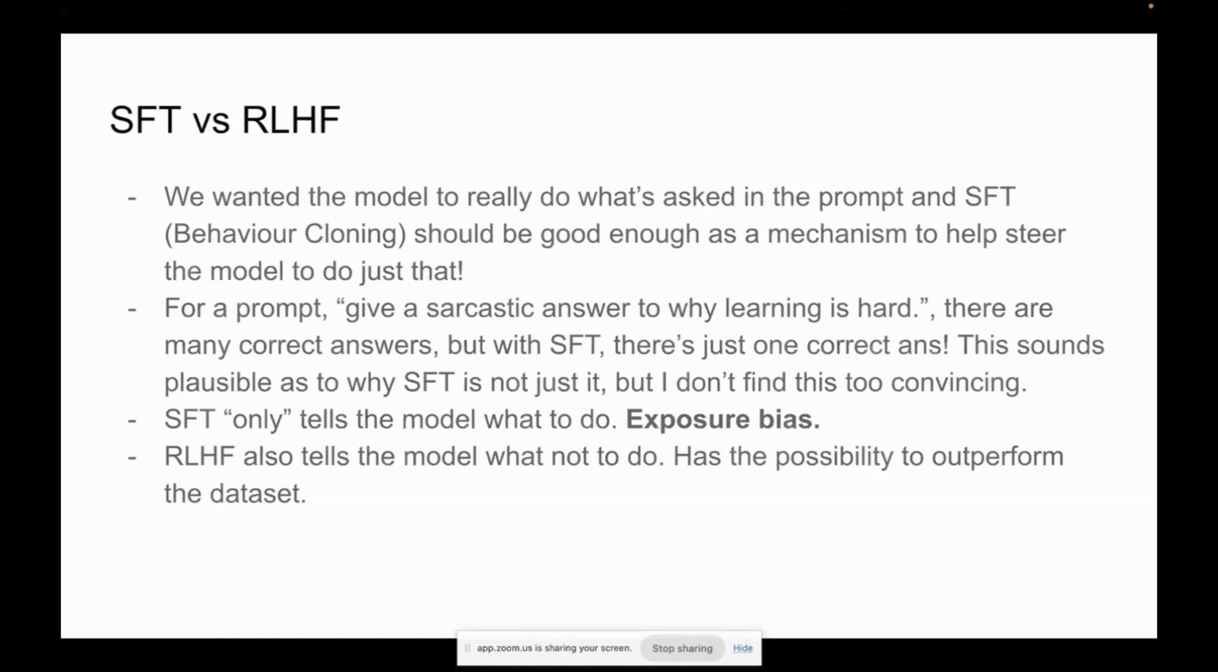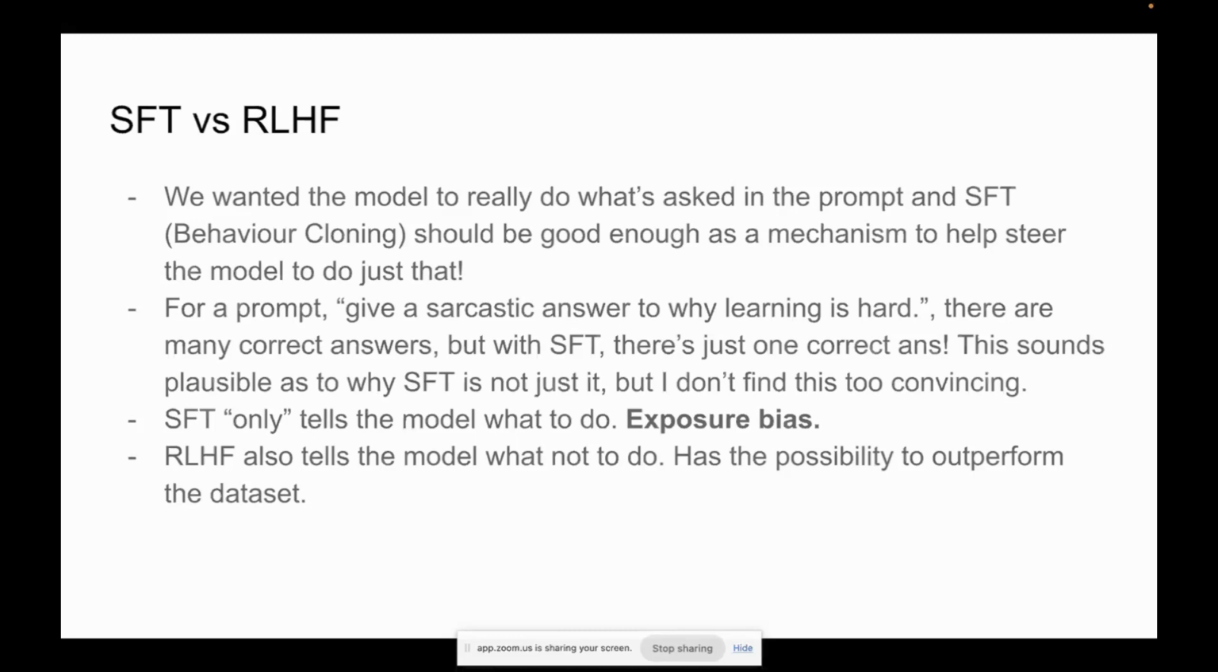So as I said, we wanted the model to become good at following our instructions, and SFT should be good enough for this task. Then why do we even need RLHF? So let's say in the data set that I use for SFT, I have a prompt completion pair that goes like, give me a funny answer, or maybe a sarcastic answer, as to why learning is hard. And then there is also a gold ground truth answer to that in my data set, which is the completion of the pair. And that's it. There is just one correct answer that we are penalizing our model for.